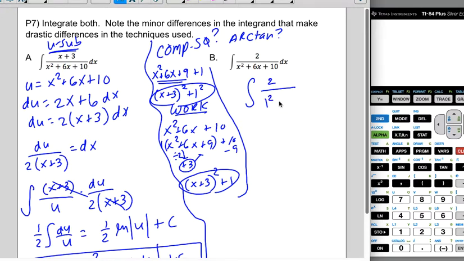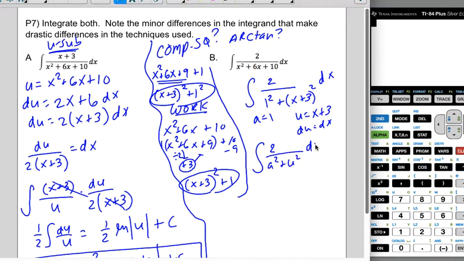Once you recognize that, this is the integral of 2 over, and it doesn't matter which one you put in front. You can put the 1 squared at front if you like the a squared better. It doesn't matter if you put a squared or u squared in the front. It just matters that you recognize that a is the constant. So u is x plus 3, which means du is just dx. So this is a 2 times this a squared plus u squared with a du.